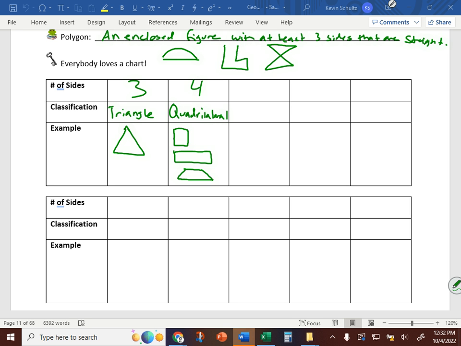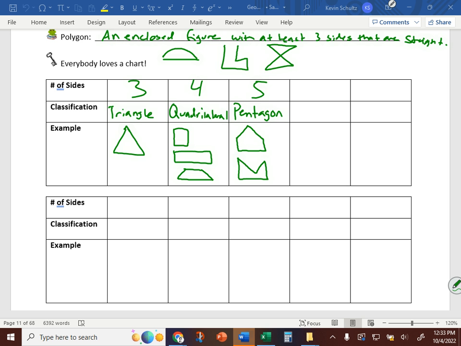The Pentagon is not a quadrilateral. A 5-sided shape is a pentagon. The word penta means 5, gon means sides. And so home plate is a pentagon, or you could have it going like this. That is a pentagon: any enclosed figure with straight sides, 5 of them.